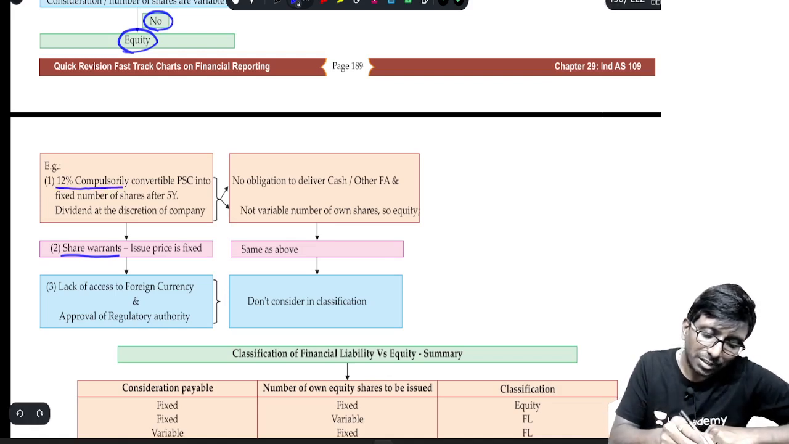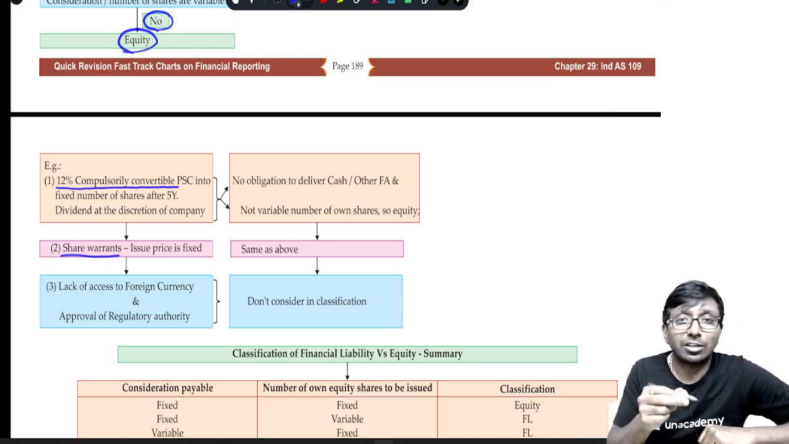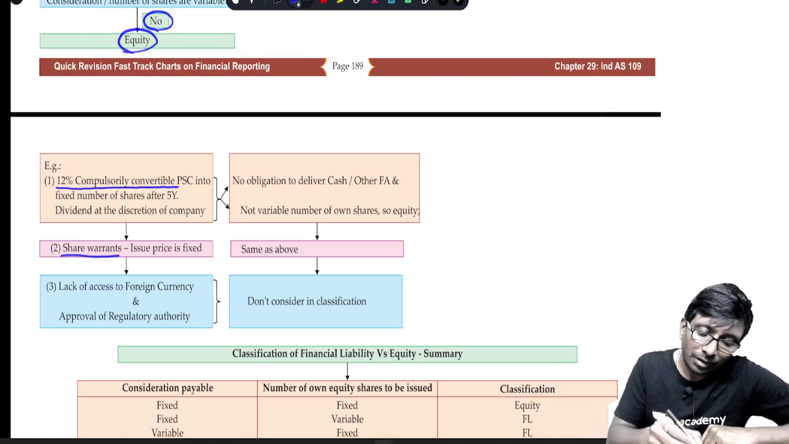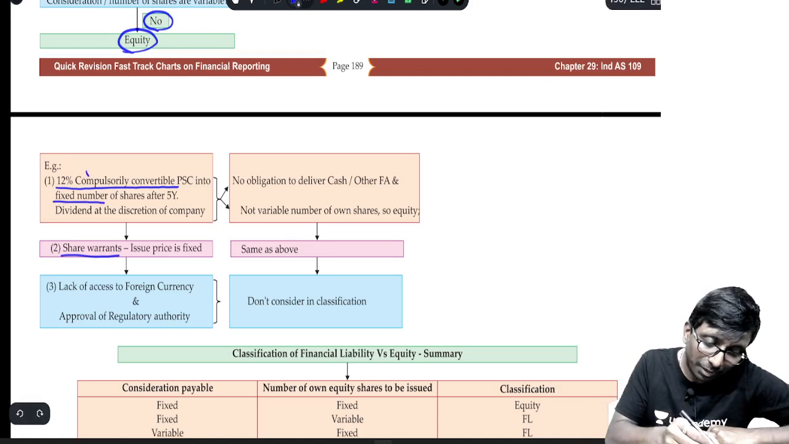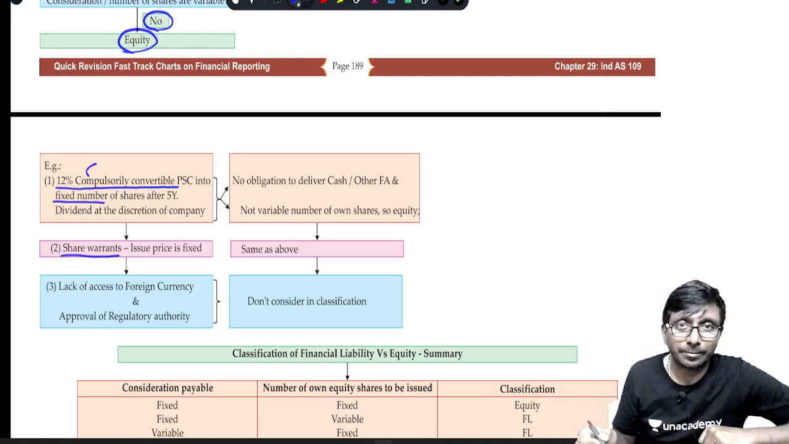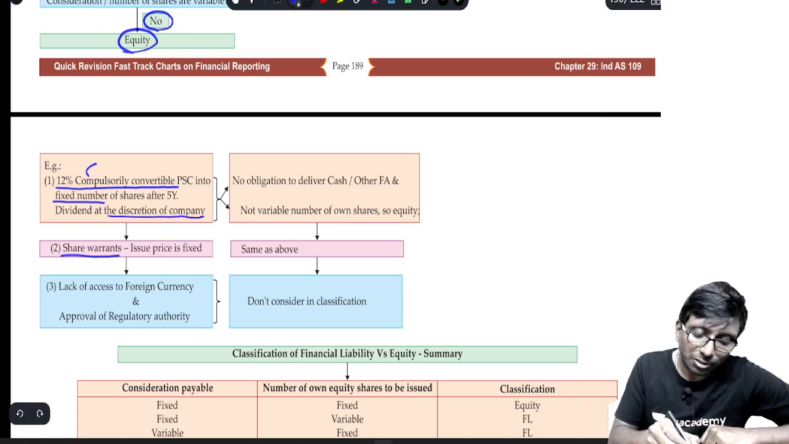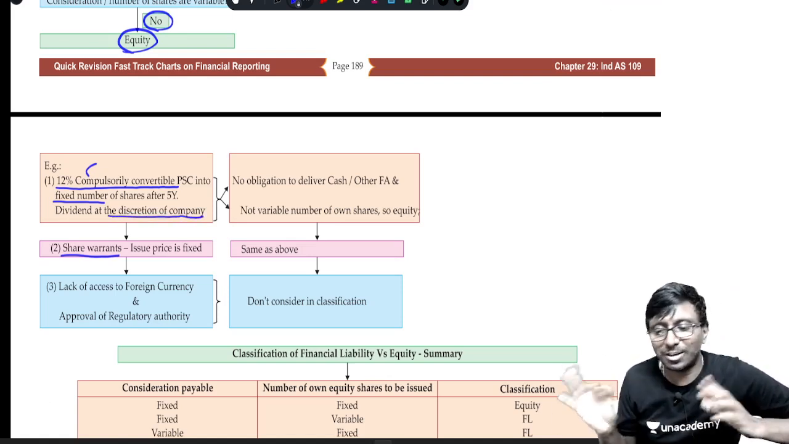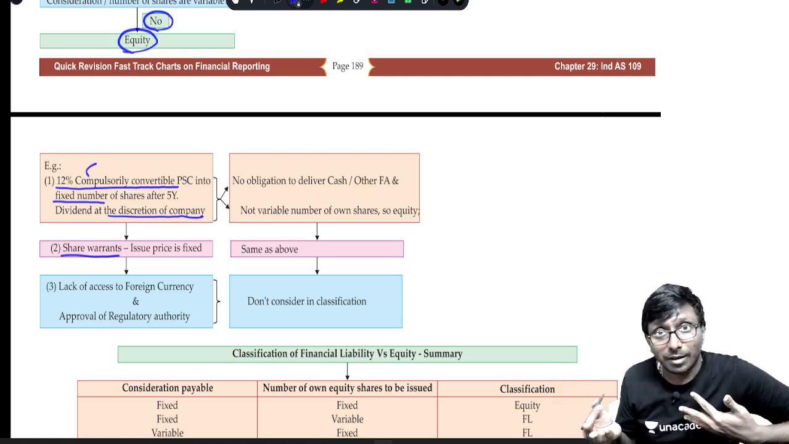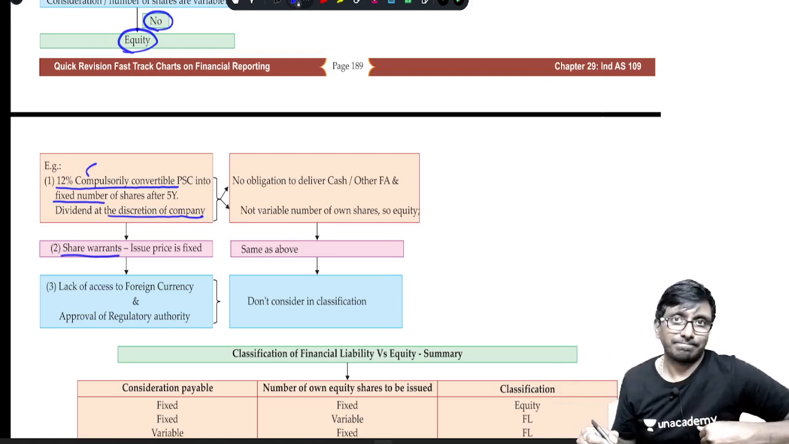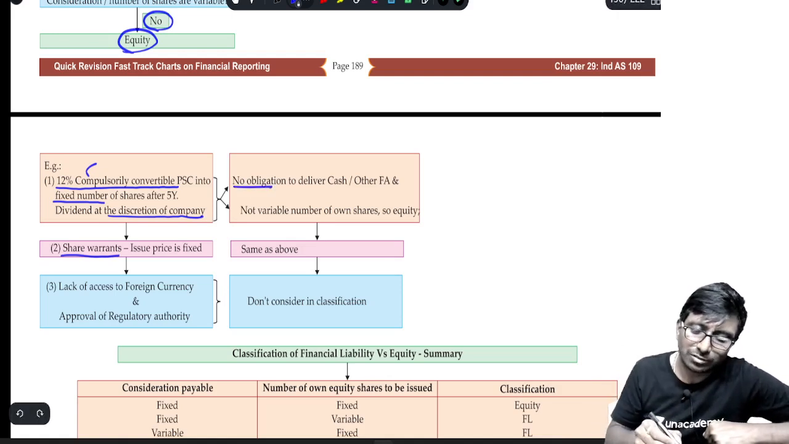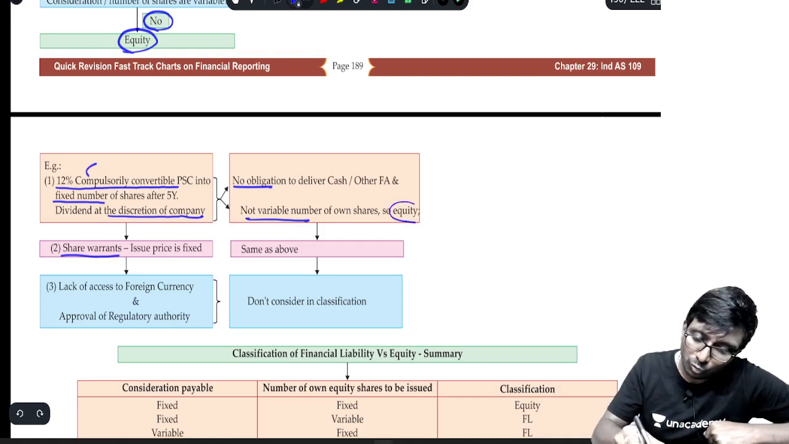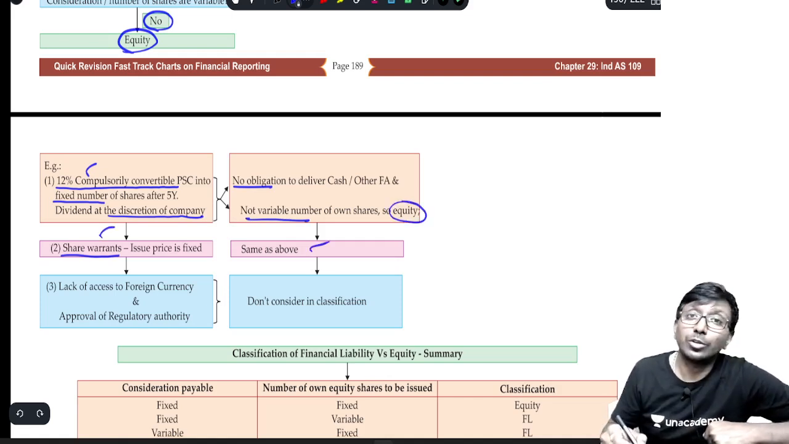Next, look at 12% compulsorily convertible preference share capital, which will be turned into a fixed number of shares after 5 years. It is compulsory, it is not the option of anybody. We are going to convert it. Dividend is at the discretion of the company. With respect to dividend also, I am not responsible. I may pay, but the holder does not have the right to ask. I am a good person, I will pay. But the holder does not have the right to ask. Then it is purely equity. There is no obligation to deliver cash, and no variable number of shares. So purely equity.